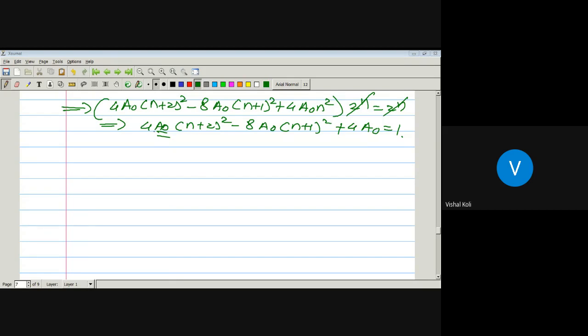So whenever we take all the constant terms on the LHS and compare them with the right hand side, it is equal to 1. What should be the constant terms on the left hand side? From this one it is n square plus 4n plus 4. So 4 into 4 will be 16 a naught. Correct? Yes sir. Minus of, from this one, n square plus 2n plus 2, 2 into minus 8, which is nothing but 16 a naught plus 4 times of a naught, which is equal to 1.